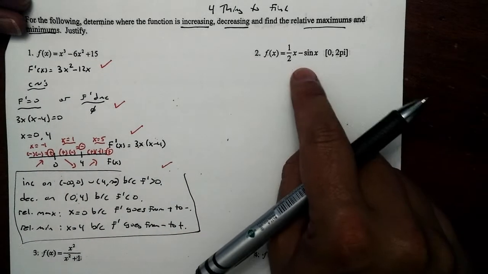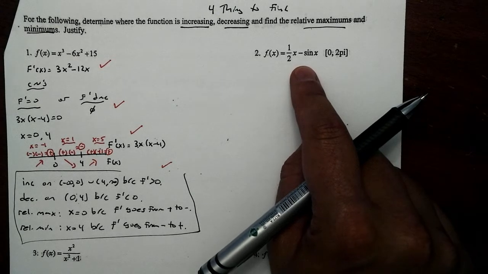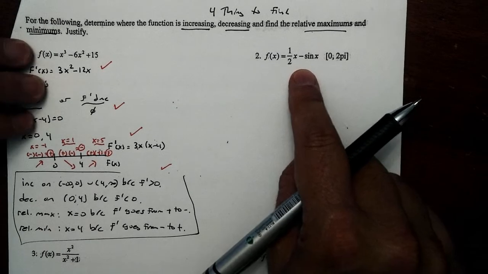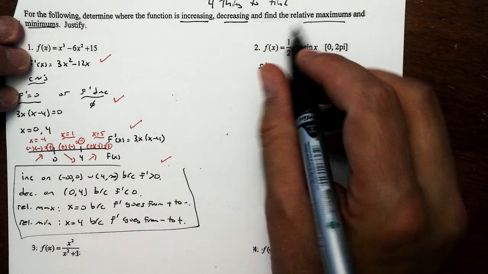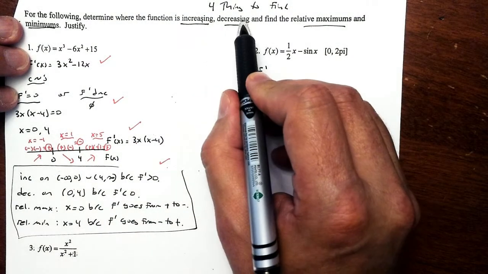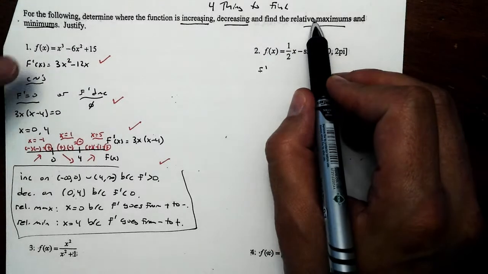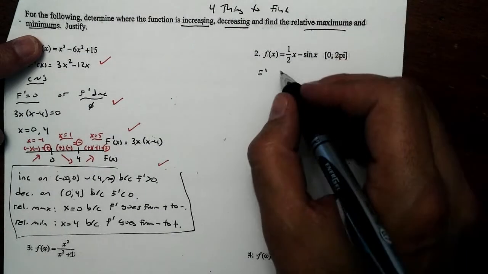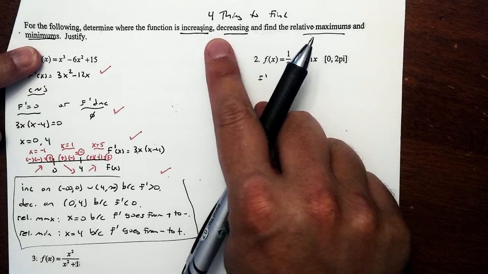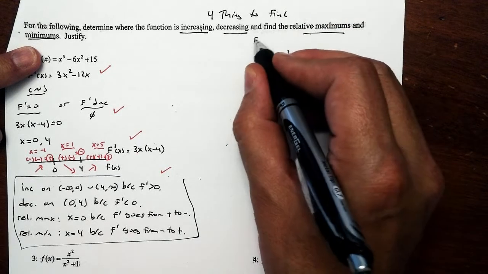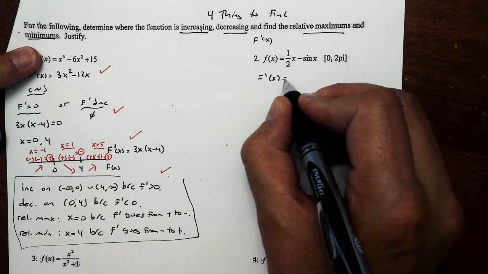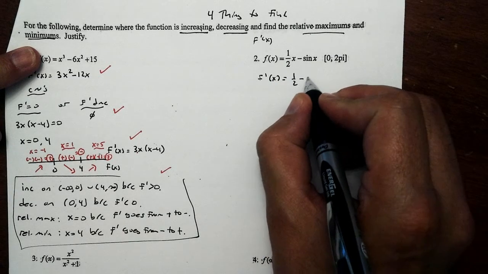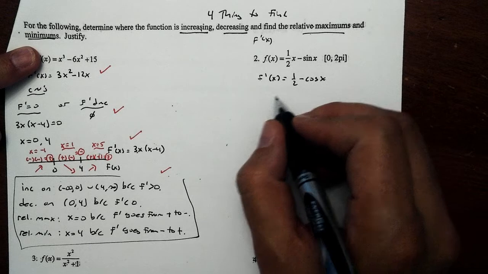Now number 2, if you notice, we're getting a little bit trigalicious with it. So we know we're going to have to find the critical numbers, so we first start by taking the derivative. Remember, we are looking for where the function is increasing, decreasing, relative maximums, and relative minimums. Anytime we think of those, we have to think derivatives, f prime of x. That's what we're going to start off with. We're going to take the derivative, which is, of course, 1/2 minus cosine of x.